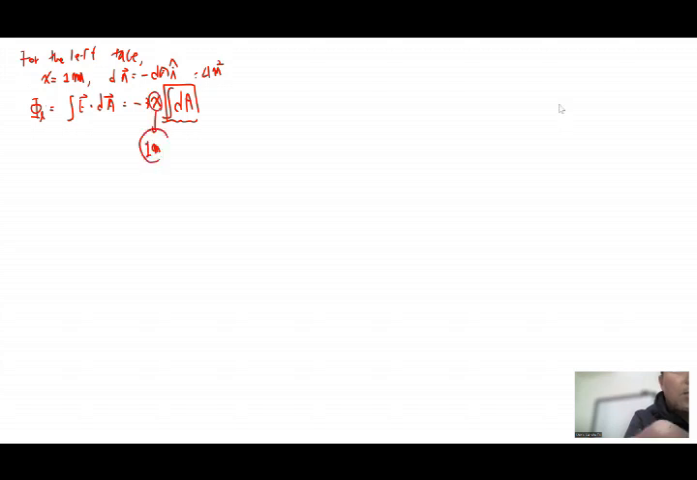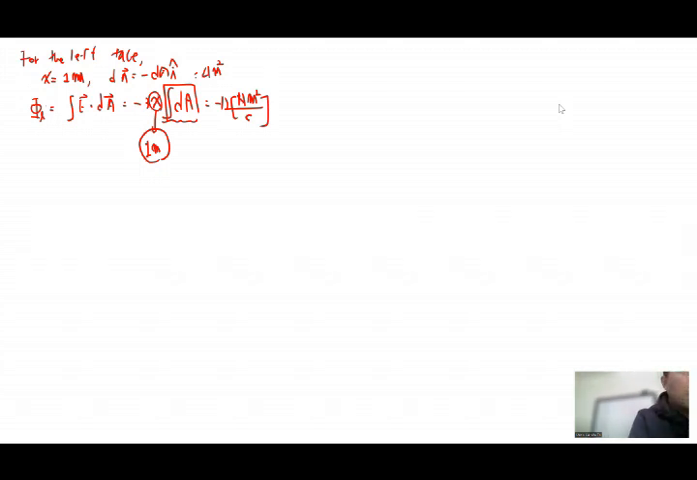So the flux on the left face is the integral of the electric field dot dA. If you plug in the expressions for electric field and area vector, that should be minus 3x integral dA. Here the area is again 4 meter squared, and x is 1 meter this time. So that is minus 12 newton meter squared per coulomb.